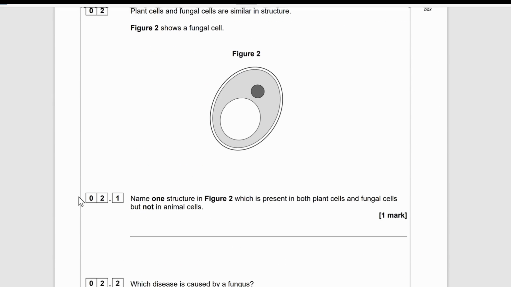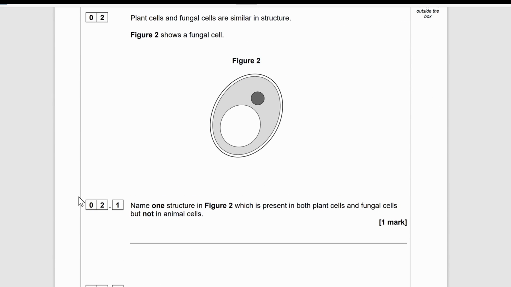Question 2. Plant cells and fungal cells are similar in structure. Figure 2 shows a fungal cell. So if we remember our fungal cells, this should have a nucleus. Name one structure in figure 2 which is present in both plant cells and fungal cells but not in animal cells. So we need to think about how these are similar but different to an animal cell. When looking at the figure, you can see that there are two borders on our fungal cell here. The outermost border has always got to be a cell wall, so our animal cells don't have a cell wall, and that should be our answer.